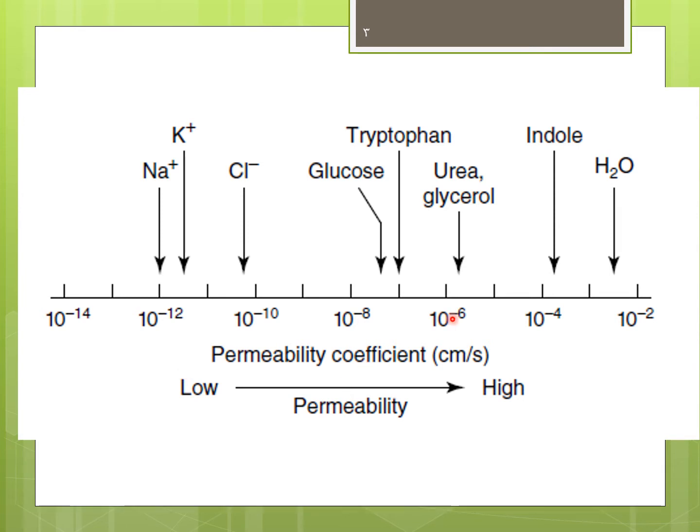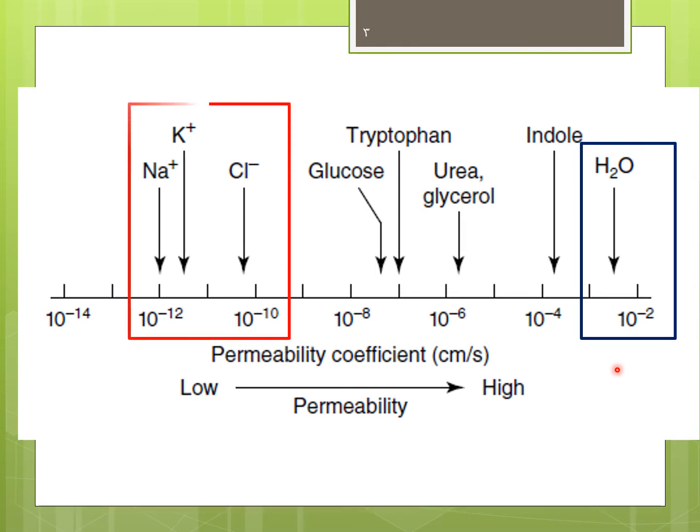This line represents the permeability coefficient of the cell membrane. To the right, it is the highest permeability coefficient, so the membrane is highest permeable here, while here it is the lowest permeability. We see water has the highest permeability coefficient. That means the water can enter and exit the cell membrane nearly freely, while on the contrary, ions, which are small charged molecules such as sodium, potassium, and chloride, cannot enter and exit the cell membrane easily because the membrane has the lowest permeability coefficient for them.